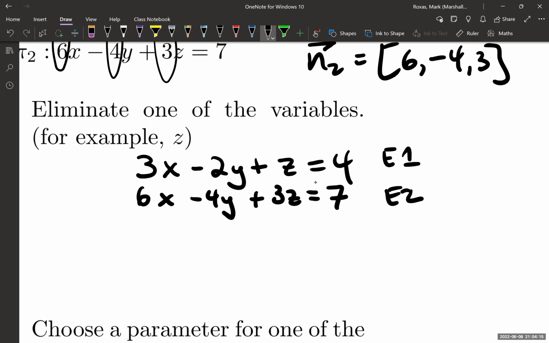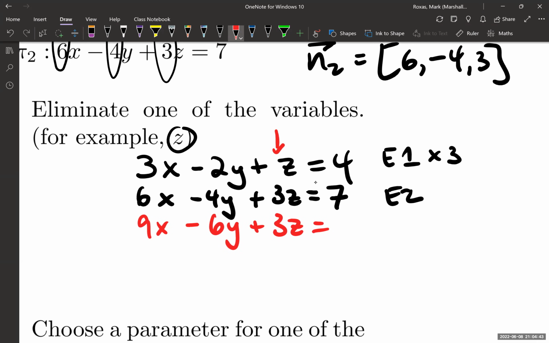Now, if I took equation 1 and multiplied it by 3, in this example I'm choosing to eliminate z. So I need a 3 in front of the z so I can cancel it out. If I multiply equation 1 by 3, I'm going to write it here below. 3 times 3 is 9x, minus 2 times 3 is minus 6y, and then plus 3z equals 4 times 3 is 12. Don't forget to multiply the right side as well.